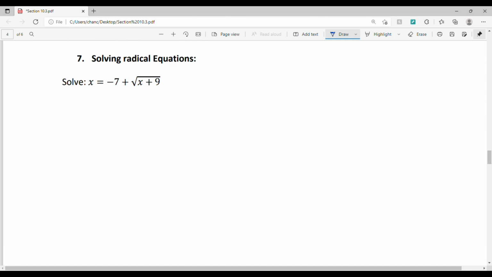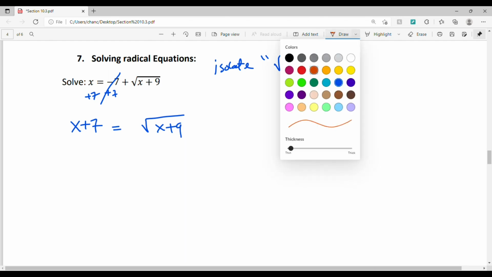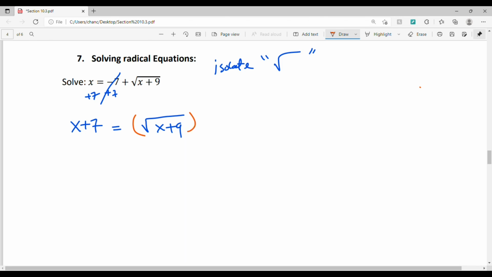In example 7, we're going to solve this radical equation. We're going to have to isolate that radical, get that radical by itself. So let's add 7 to both sides. This gives me x plus 7 equals the square root of x plus 9. And you know what to do now. We're going to raise both sides to a power of 2. That means on the left I have to FOIL this out. On the right, well, that's just x plus 9. That cancels out that square root for us.